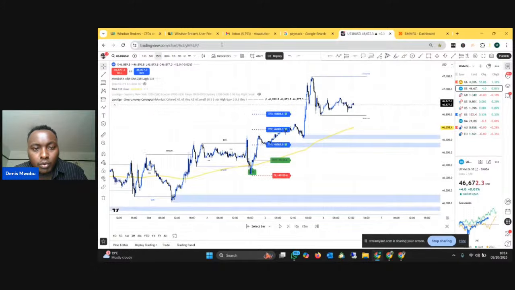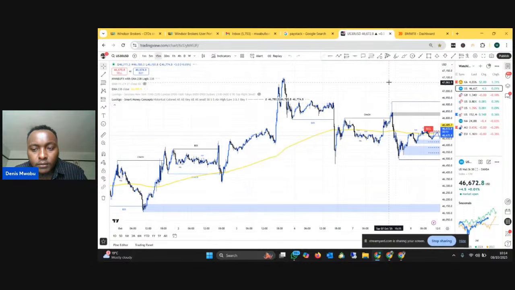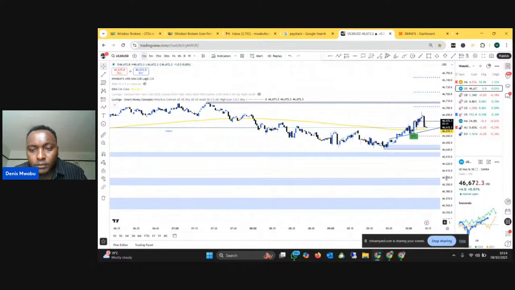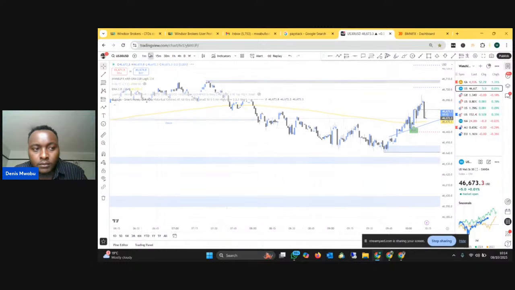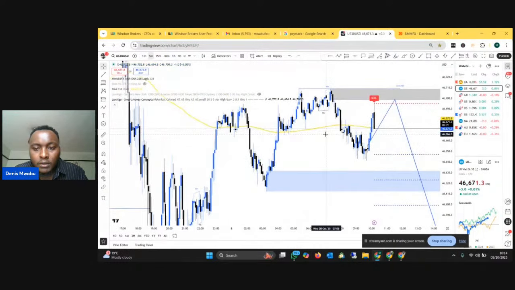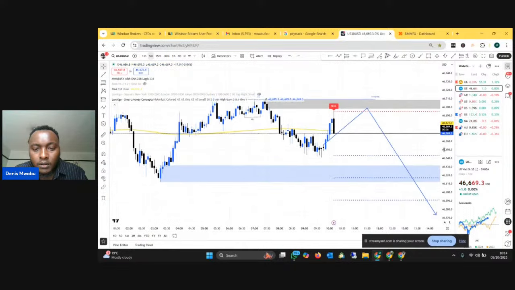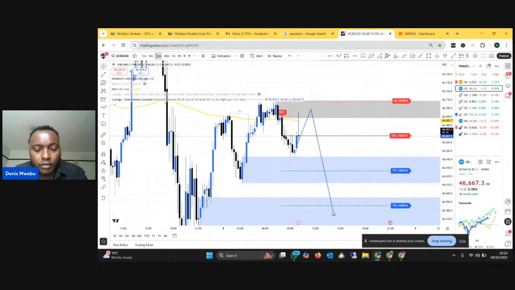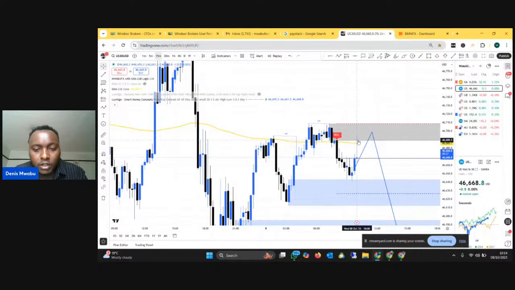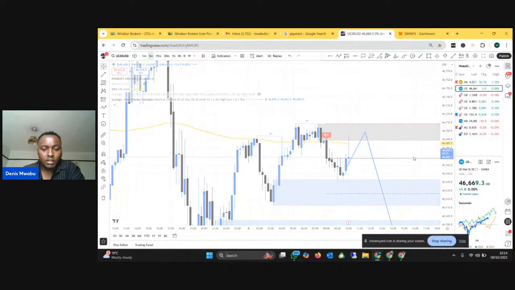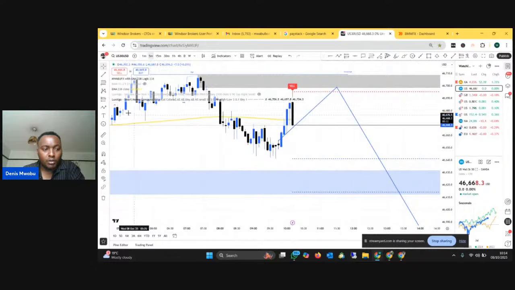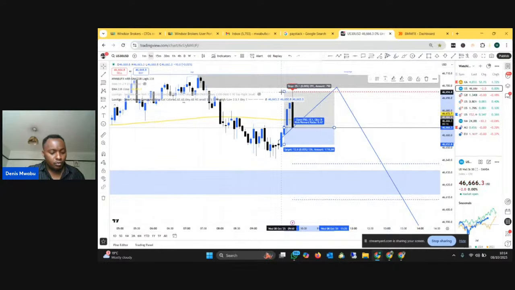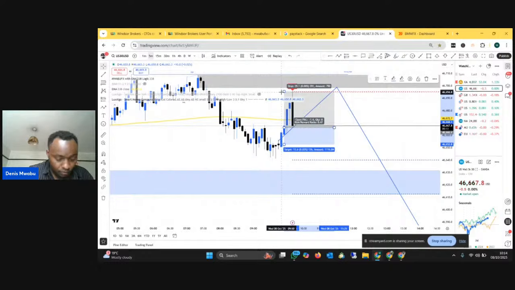US30 maybe can do that. Let's see. You can see it has pushed up to this area, and after pushing up to this zone, it tapped it. And right now it's giving us a sell. So I think, guys, I'll be looking to participate and get into this sell for US30.